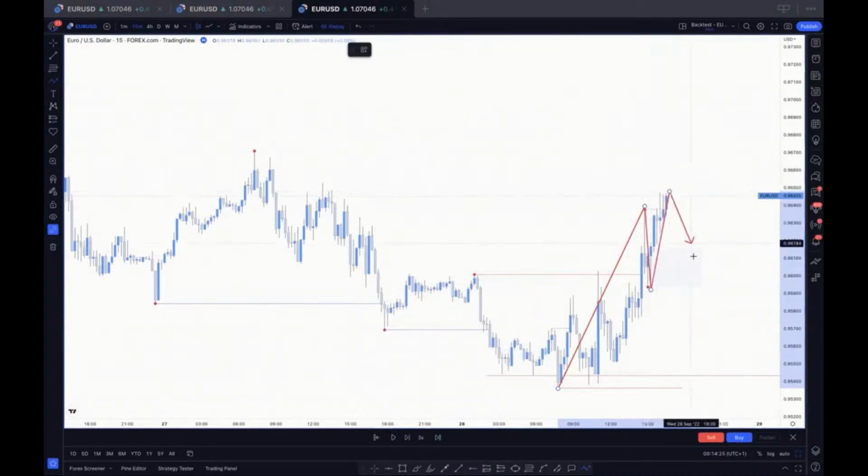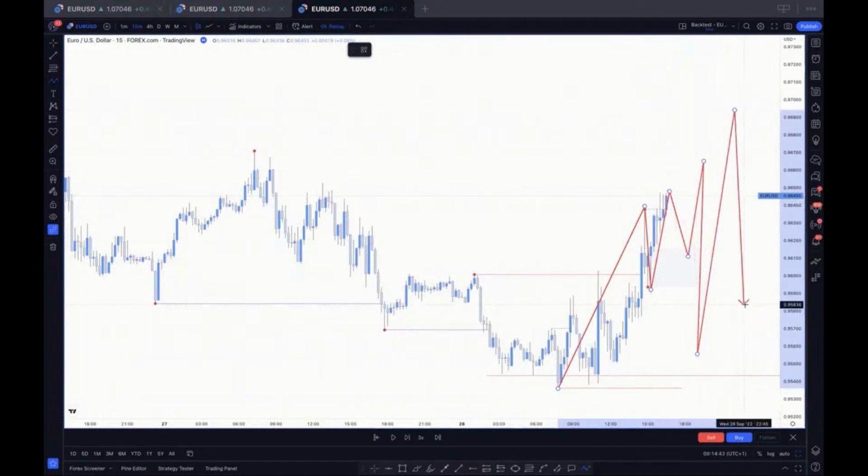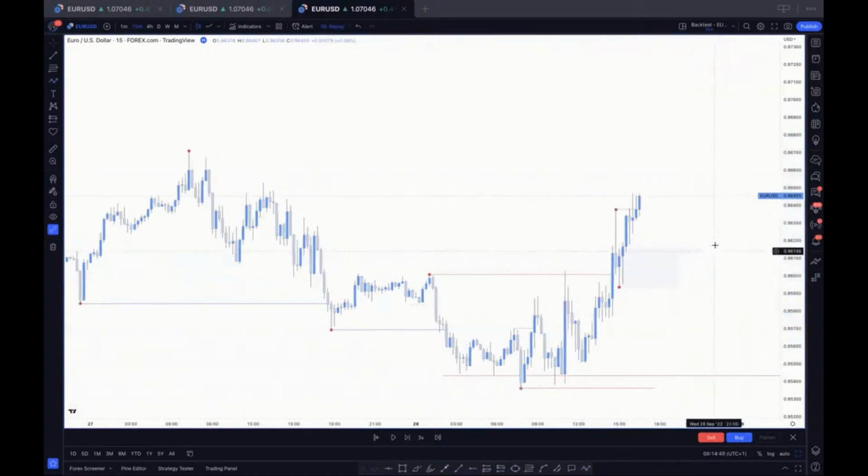Now we expect that this would also come back here, test this POI, this strong POI that took out this high, and then continue, and that's how we trade the market. But it can decide to even come back here and still come and test this zone here before it continues. But now for us, we don't predict the market. We only react to price action, right? So let's see what happens if that is actually going to happen.